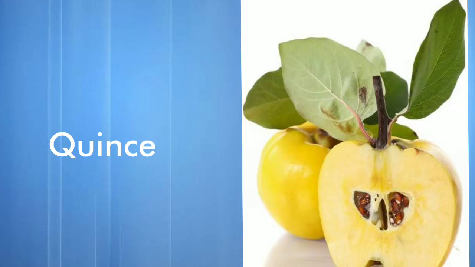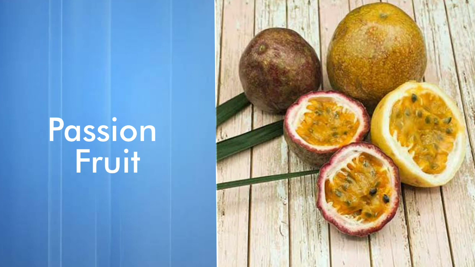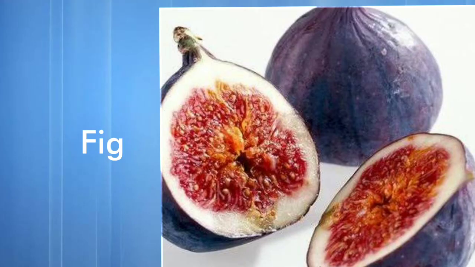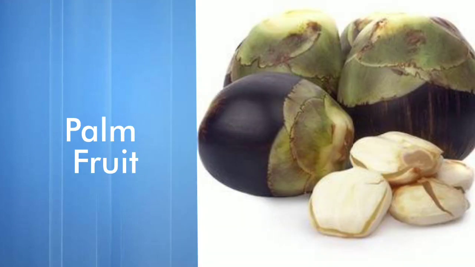Next we have Quince. It's a quince. What is it? It is also kind of fruit. Passion fruit. It's a passion fruit. What is it? Jackfruit. It's a jackfruit. What is it? Next we have fig. It's a fig. What is it? Palm fruit. It's a palm fruit. What is it?